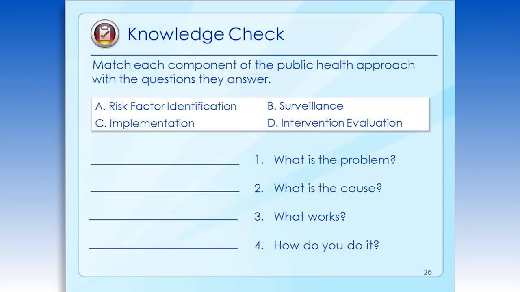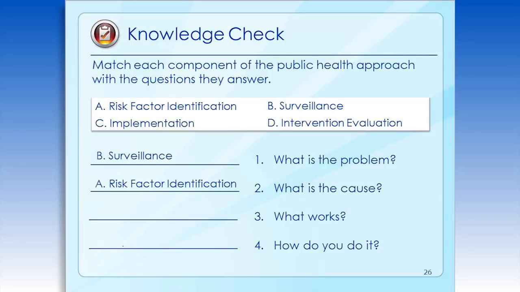So with this knowledge check, this is a matching one, and just match each component of the public health approach with the questions that they answer. So again, when we ask, what is the problem? We're basically talking about surveillance. When we ask, what is the cause? We're looking at risk factor determination.